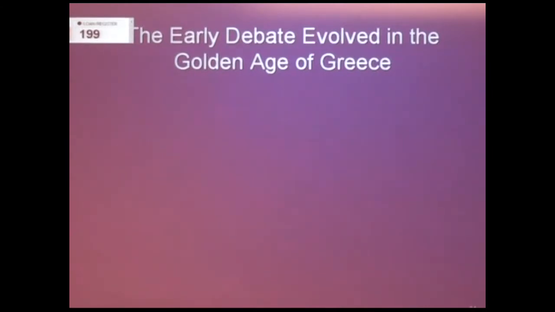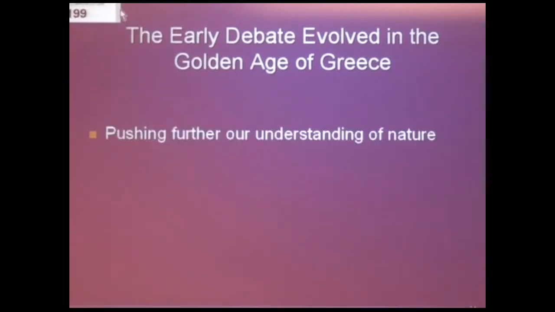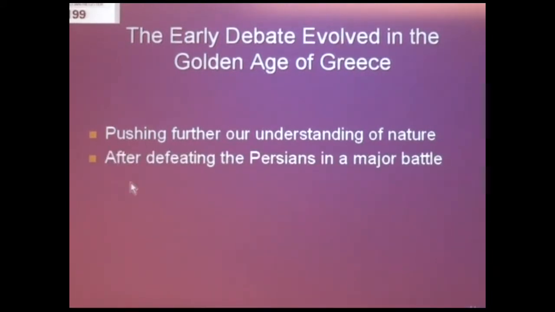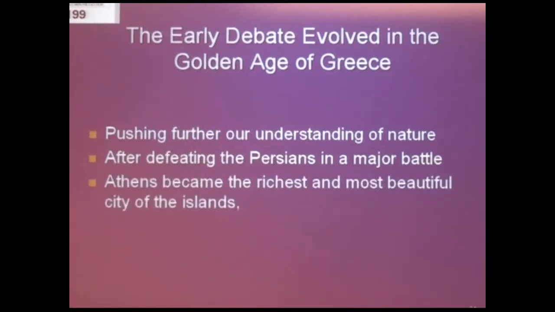All right, now I'm going to move on to another phase in the advancement of Greek culture, where this early debate between reason and observation evolved further and took on more interesting forms under new thinkers who came at the time of what we call the Golden Age of Greece. They pushed our understanding of nature further. And this Golden Age of Greece came at the time when Greece was being threatened by the Persians, and they defeated the Persians in a major battle, which I won't go into because that's for a course in history.